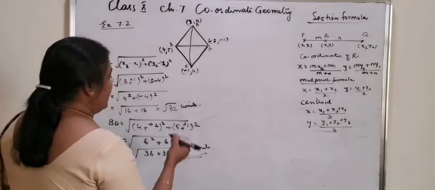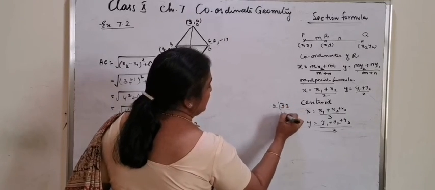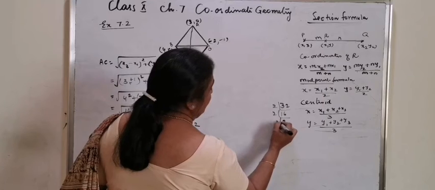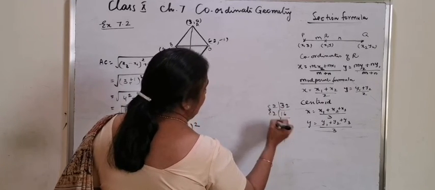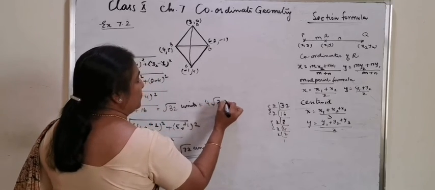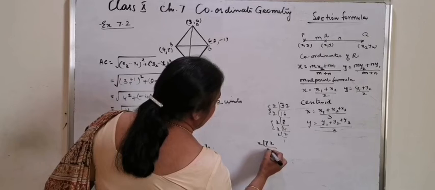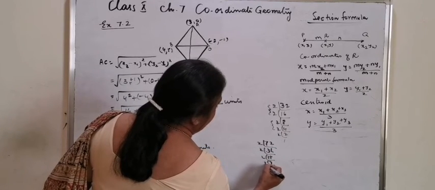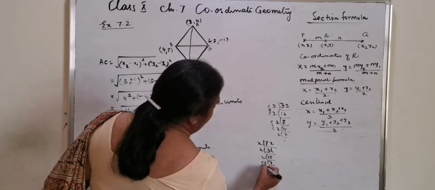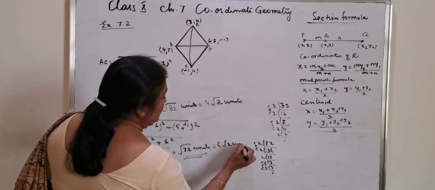Let's simplify them. 32 can be written as 2 times 16, written as 4 root 2 units. And 72 can be written as 2 times 36, 2 times 18, 2 times 9, 3 times 3, as 6 root 2 units.